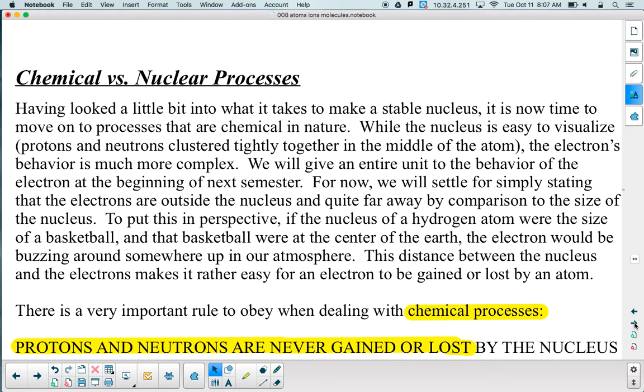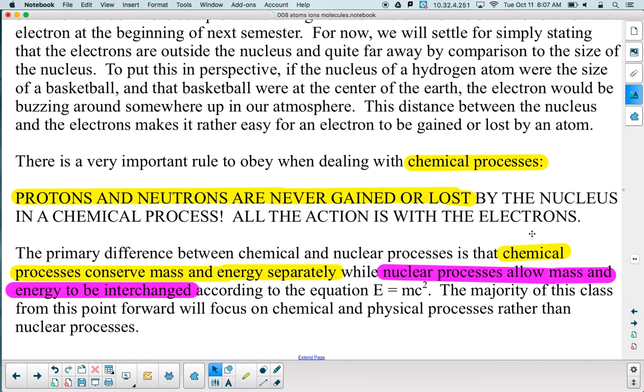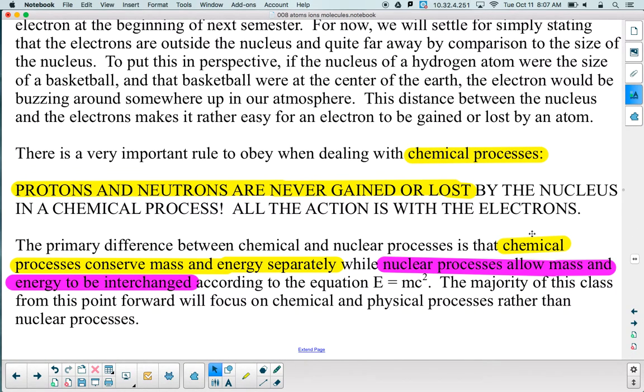The distance between the nucleus and the electrons makes it rather easy for an electron to be gained or lost by an atom, and that really is at the heart of chemistry. There's a very, very important rule to obey when you're dealing with chemical processes, and that is that the protons and the neutrons are never gained or lost by the nucleus in a chemical process. All the action is with the electrons.